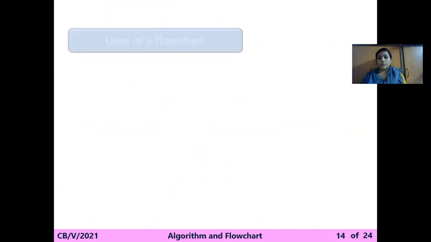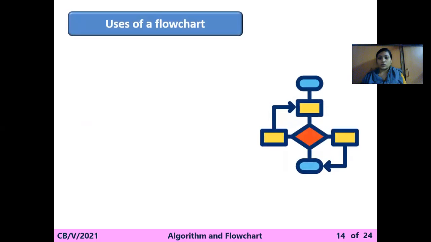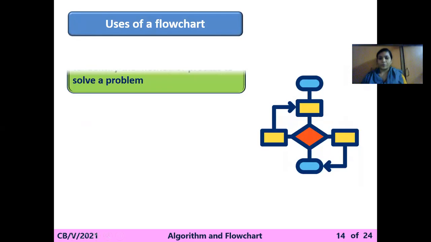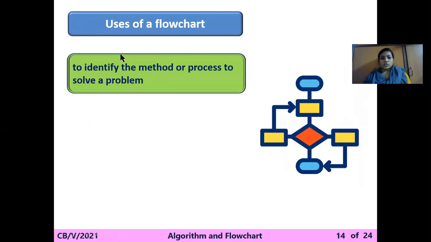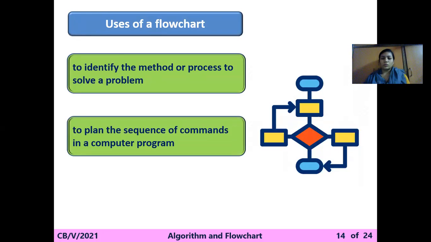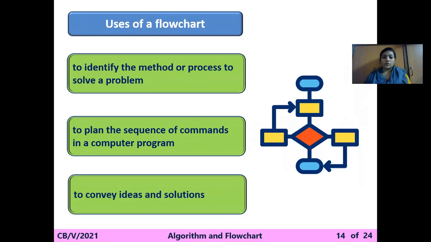Okay, now it's time for the uses of the flow chart. A simple demo of the flow chart will be displayed here. The uses of the flow chart are to identify the method or process to solve the problem. Both algorithm and flowchart have the same uses: to plan a sequence of commands in a computer, to convey ideas and solutions.